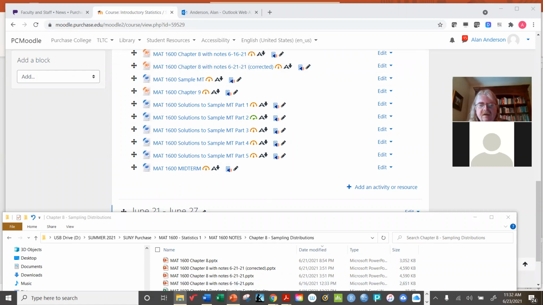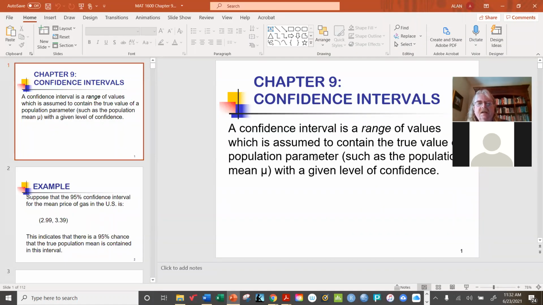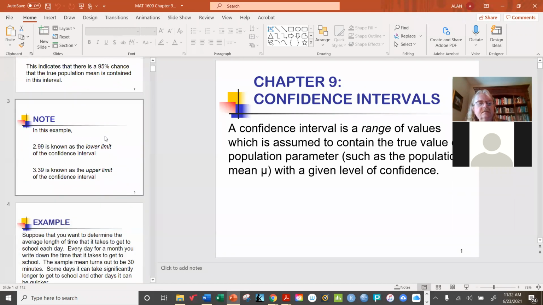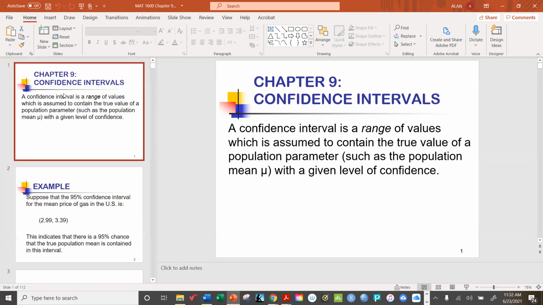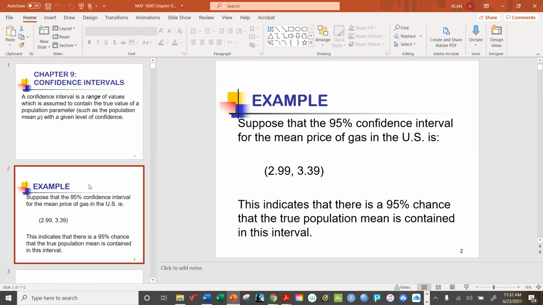All right, so now we're going to go look at chapter 9. Okay, so I mentioned last time that this is our discussion about confidence intervals. So what is this idea of confidence intervals? It's a range of values which is assumed to contain the true value of a population parameter like the mean with a given level of confidence. All right, so let's say, for example, we construct a 95% confidence interval for the mean price of a gallon of gas in the US, and we come up with $2.99 up to $3.39.